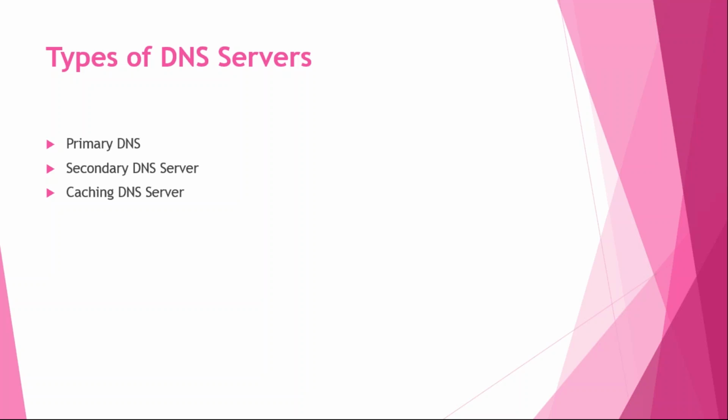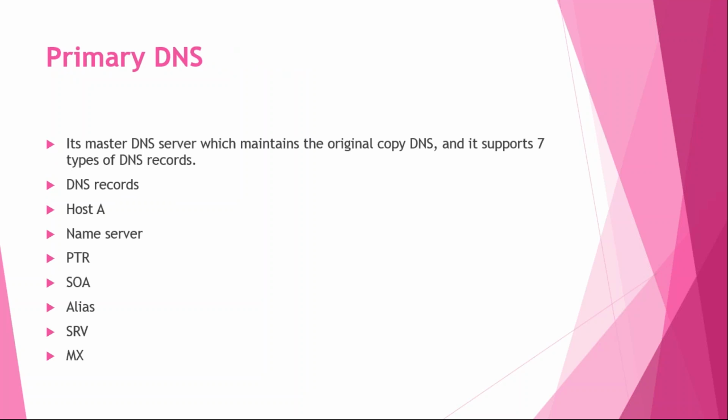Let's talk about primary DNS server. Primary DNS server is a master DNS server which maintains the original copy of DNS, and it supports 7 types of DNS records. It contains the information of all the 7 types of DNS records. It is a read and write DNS server. It is the main DNS server. All the information is stored in the primary DNS server only.